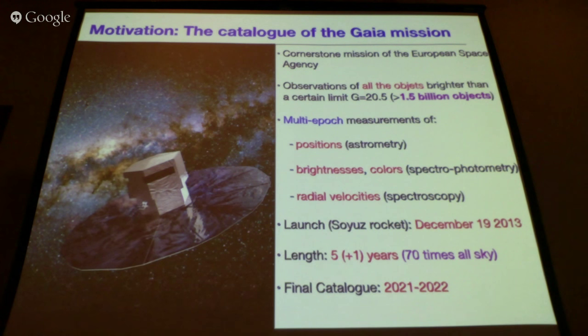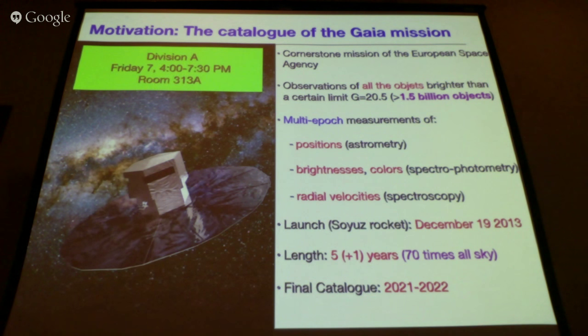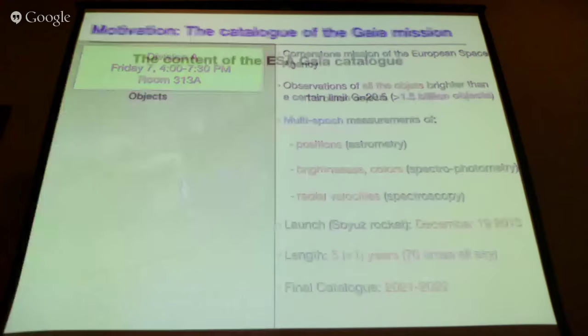The length of the mission is 5 years, plus one possible year extension, and during the nominal 5 years, the sky as a mean will be observed 70 times. This number varies quite a lot, it can be 50 to 250. The final catalog is foreseen in 2021-22. There is, as Johannes said, information on Friday from 4 to 7:30 p.m., the Division A, in room 313 A.